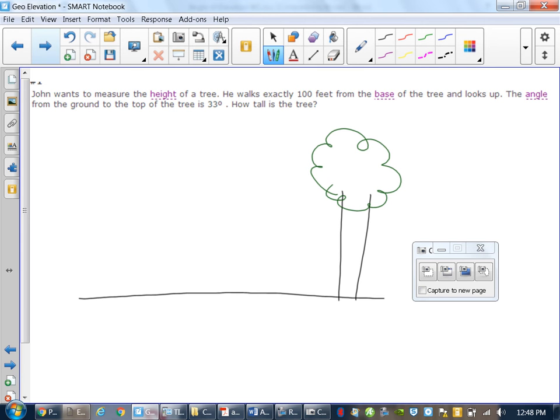So you walk away from a tree, and you're over here. You're away from the tree. How far away from the tree are you? You are 100 feet away from the tree.